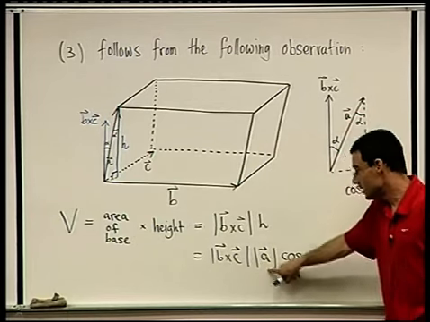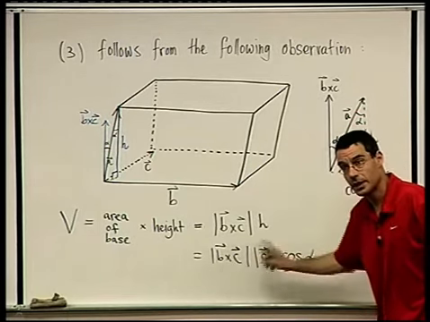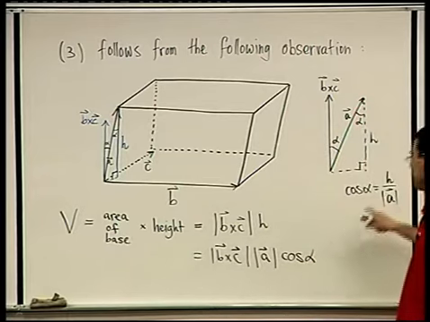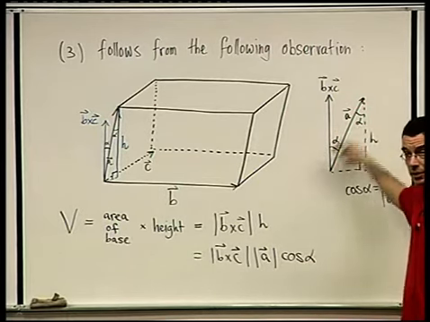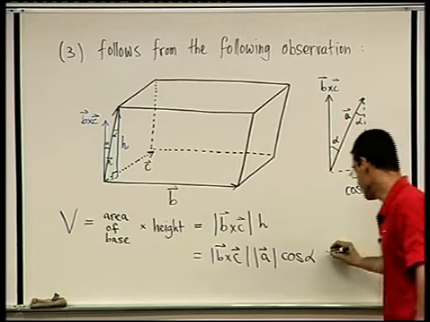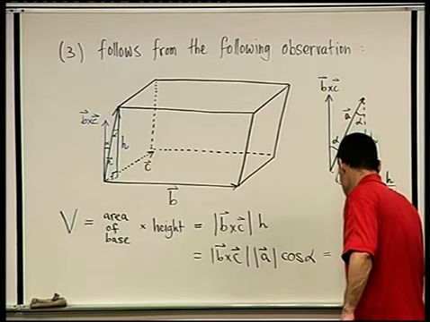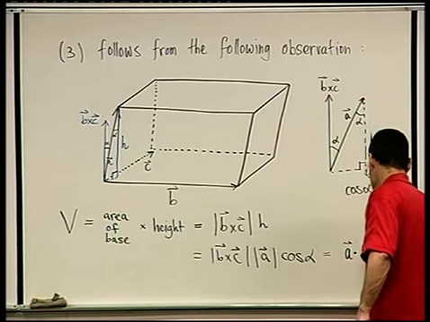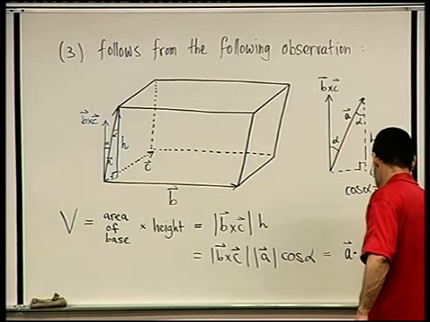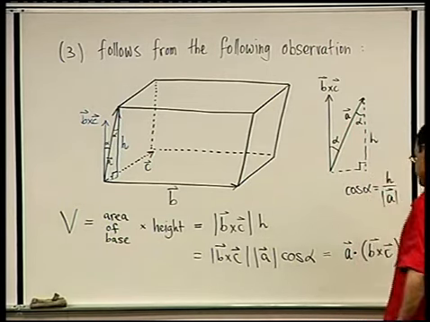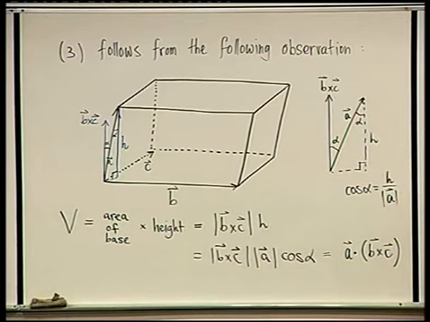It's the lengths of A and B cross C times the cosine of the angle between them, because we agreed that this is the angle between them. So this is precisely A dot B cross C. Do you agree? Everybody? Okay.